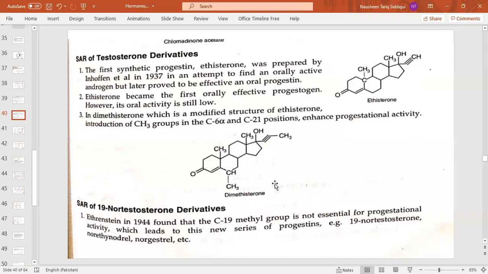SAR of 19-nortestosterone derivatives. Ehrenstein in 1944 found that the C19 methyl group is not essential for progestational activity.